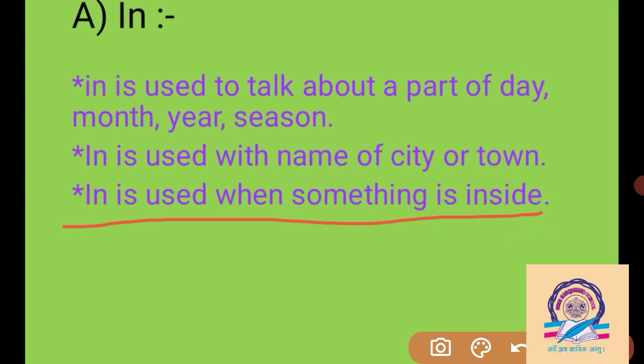Then "in" is used when something is inside. It means the thing is already inside, like an apple is already in a box, so we can say the apples are in the box, the vegetables are in the fridge. So when the object is already inside something, at that time we have to use the preposition "in".